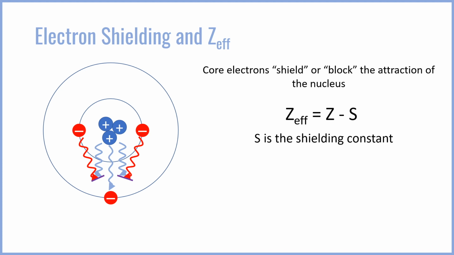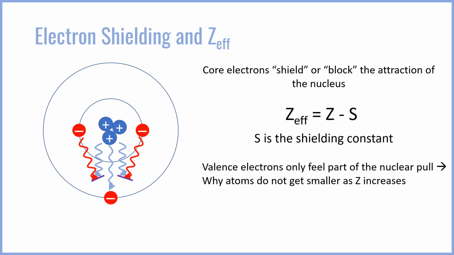Because valence electrons only feel this Z effective, or this portion of the total nuclear charge, atoms do not continue to shrink as the atomic number increases. If the nucleus exerted its full pull on every single electron, then for every proton that was added, each electron would feel a stronger attraction, and eventually the atoms would just get smaller and smaller and smaller and collapse into the nucleus.